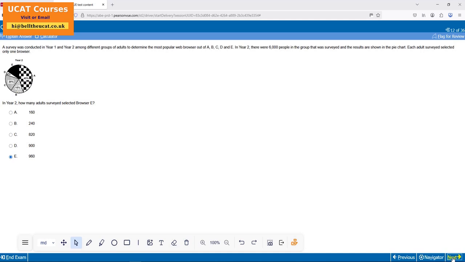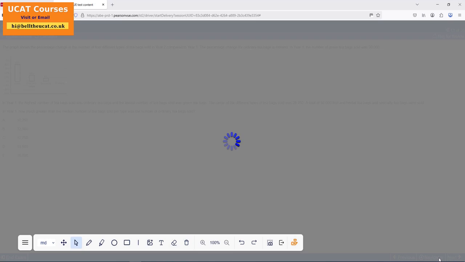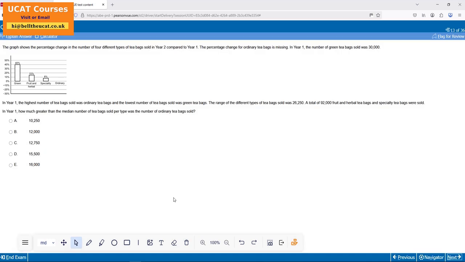The next question. Right. Okay, where are we? Slowing down. The graph shows the percentage change in the number of 4 different tea bags in year 2 compared to year 1. So these are percentage changes. That's 40% more than year 1, 15% more than. The idea is to get the graphs right, your knowledge of what the graph is all about.